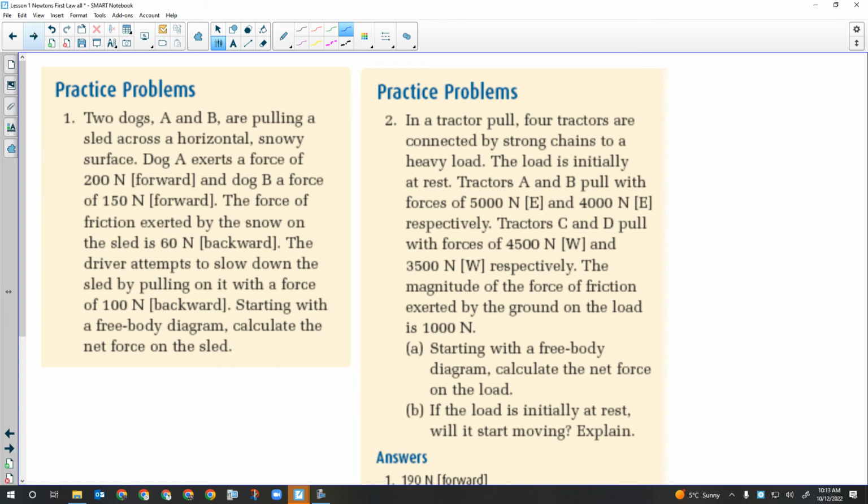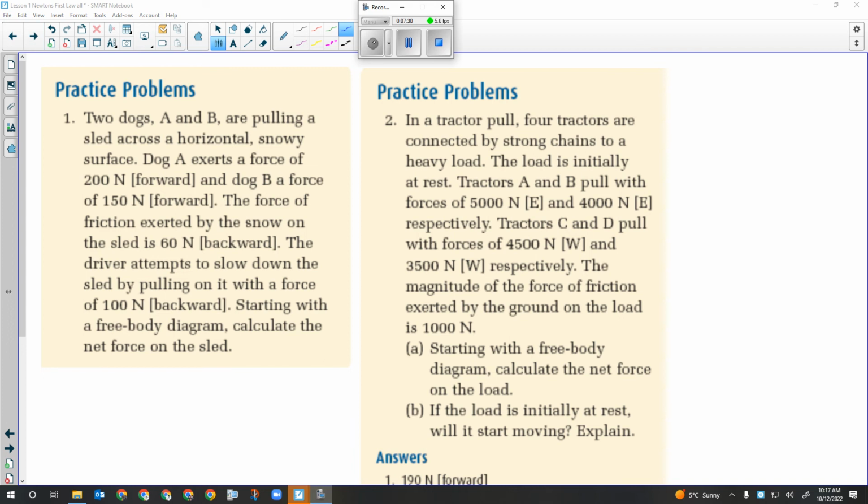Okay, I want you to try 1 and 2 here. It's just free body diagrams, but I'd like you to calculate the net force. So it's a free body diagram and calculate the net force in those situations. I'll give you a few minutes on those, and then we'll walk through them together.